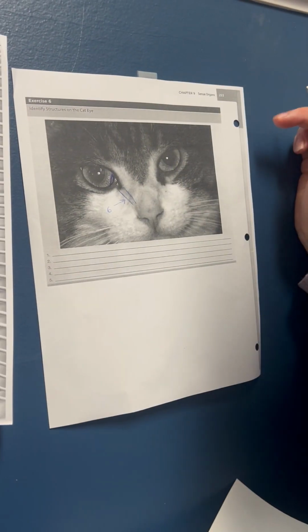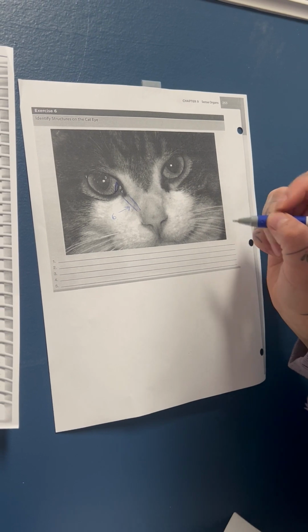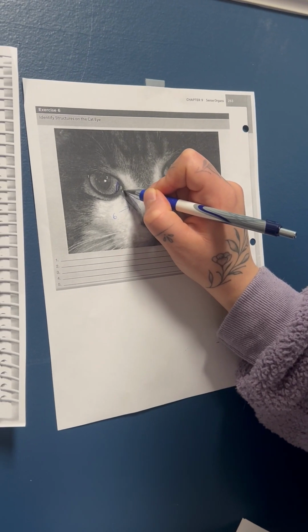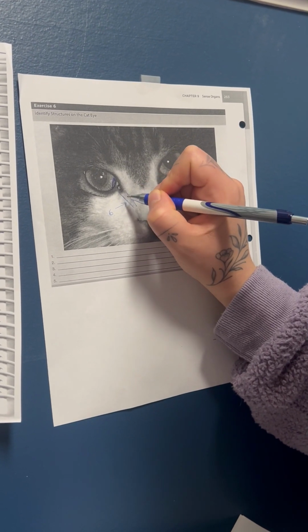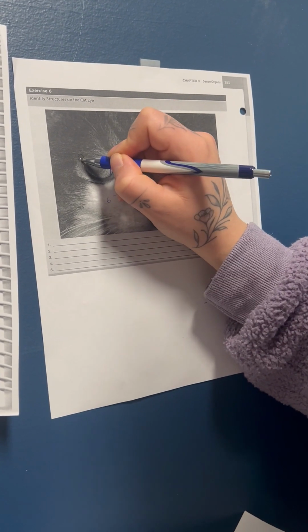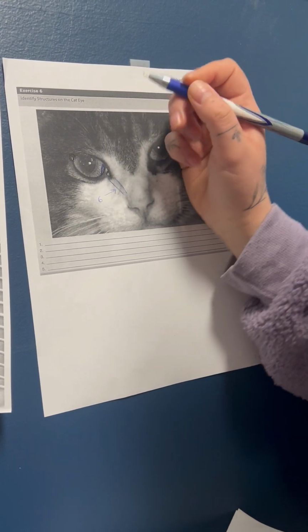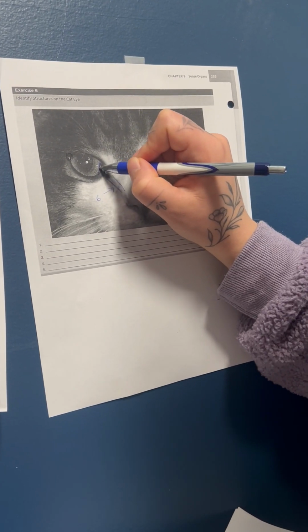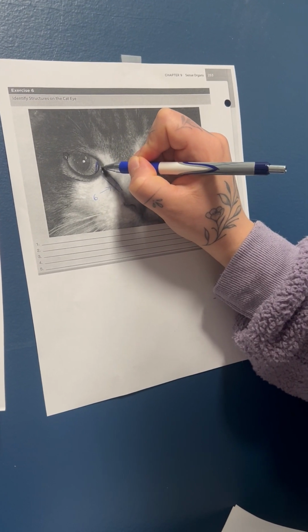we would have, so this would be the medial canthus, so I will label that as number 4. And over here on the other side would be the lateral canthus, labeled as number 1. The nictitating membrane would be kind of found where number 5 is located.